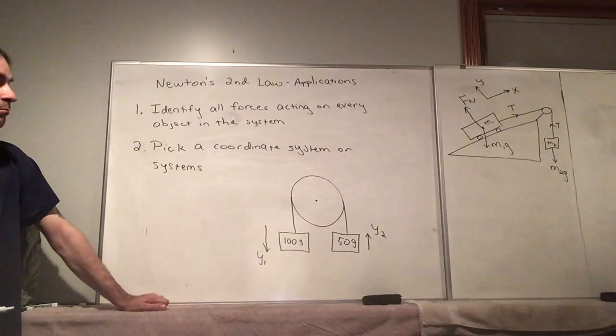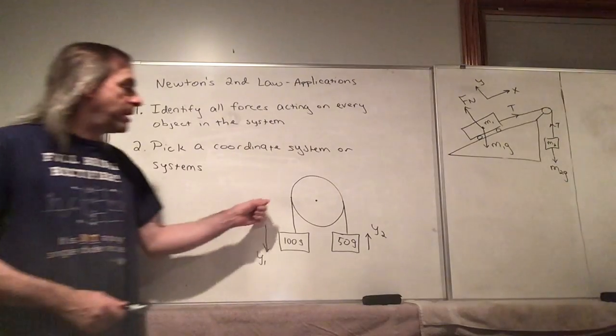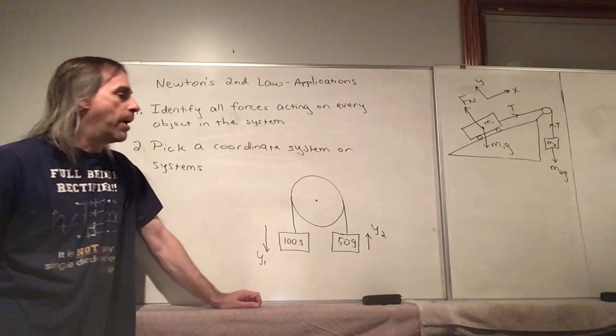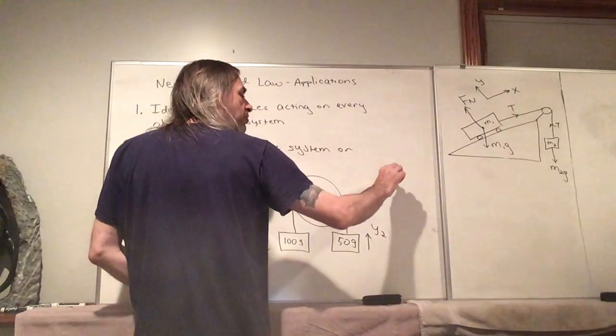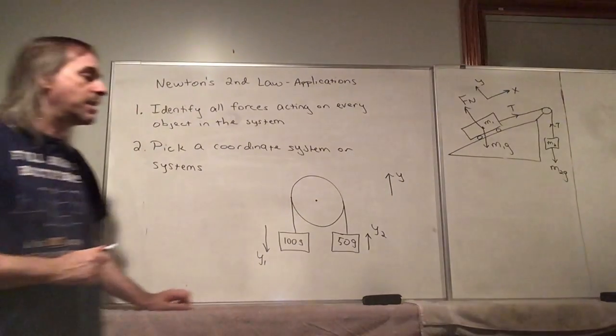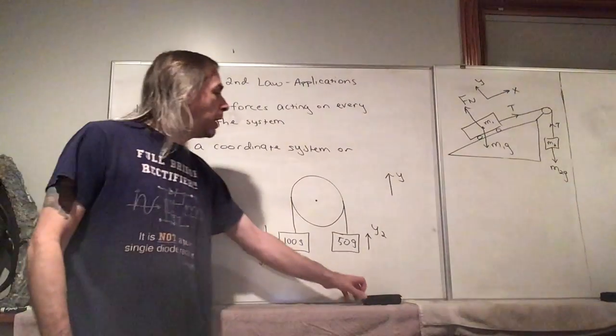But yeah, so let's say this is one way to do it. And I'm actually going to do an example of this Atwood machine, so I'll do it the other way. Another option is just to say up is your positive direction, and have that coordinate system apply to both masses. So we'll do this example down the road.